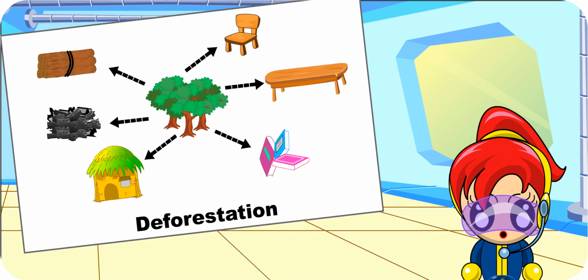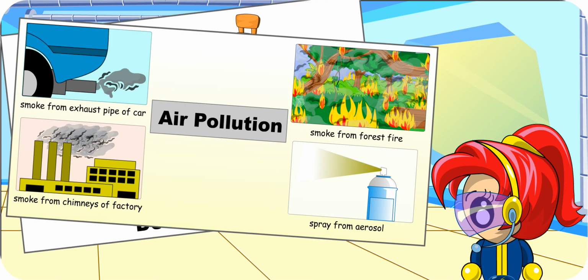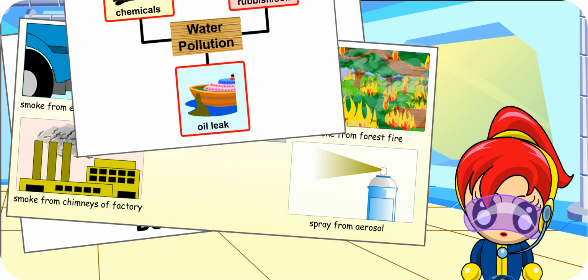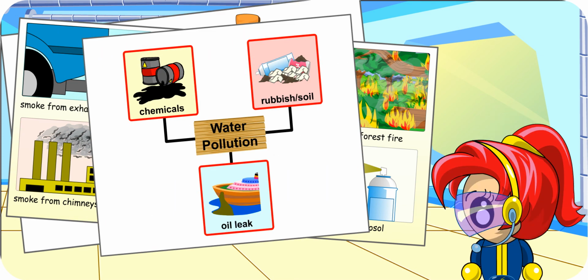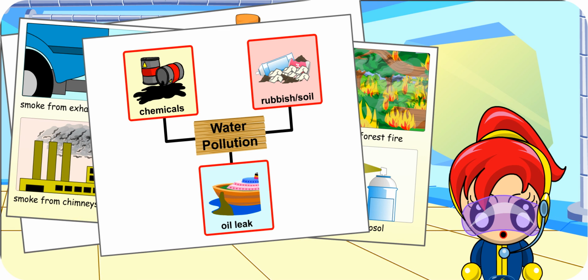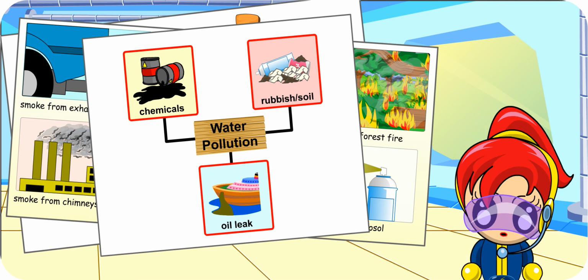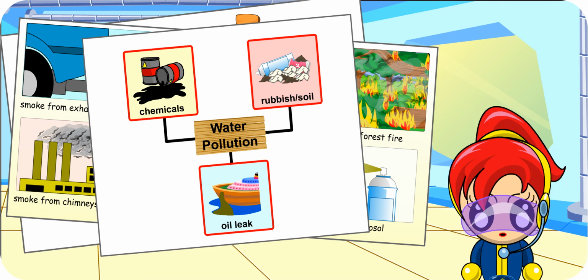Deforestation clears a forest permanently, while pollutants which are released into the environment cause pollution. Since we know of these effects, we have to be conscious when carrying out our daily activities. That's right. Have a good rest, Turbo Girl. You've had a long day today.